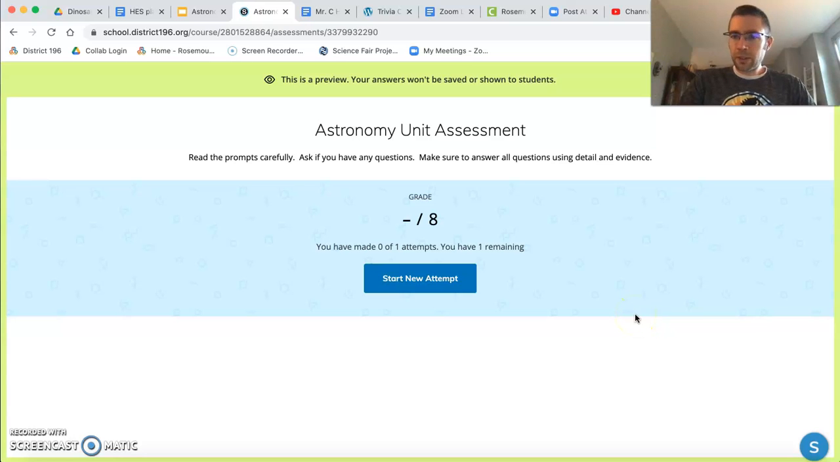So I wanted to spend a little bit of time going through this assessment with you to talk through some tips and some things to think about while you go through and show your current understanding of our astronomy unit.